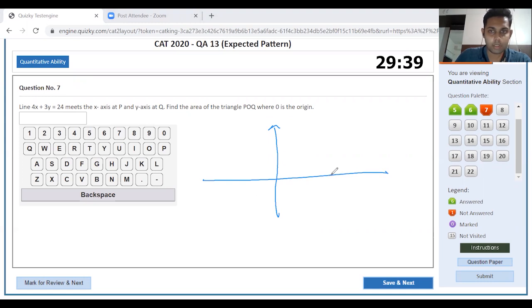So y0, 6, right? This is 6. This is 8. So very simply, half base into height, 4s are 24s. That's it, pretty simple.